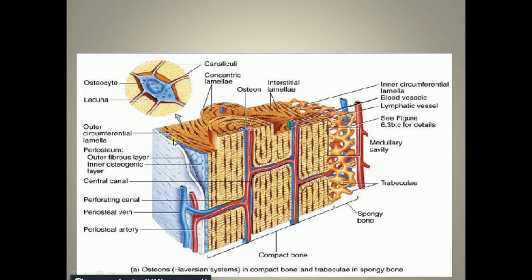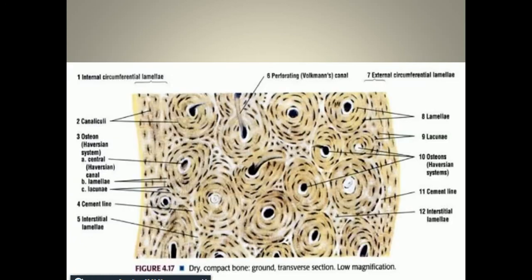outer circumferential lamellae. These are arranged parallel to the external surface of the bone, and because of the circumferential arrangement this is called outer circumferential lamellae. सिमिलरली जो एंडोस्टियम के साथ अलाइंड होते हैं इनको इनर सर्कमफ्रेंशियल लैमेले कहते हैं. And each osteon is surrounded by a cement line which is an unmineralized zone.